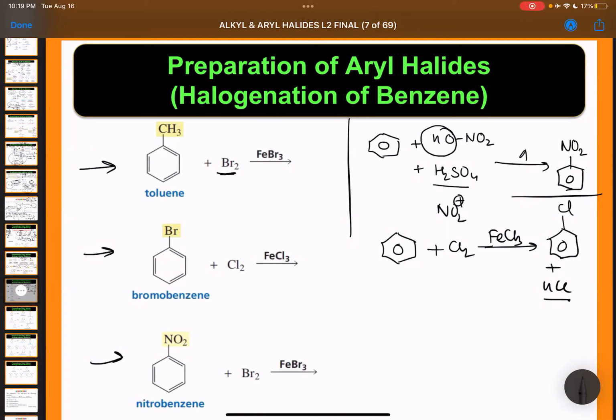Okay. Actually, the group which is already present controls where the next group is going to attach on the benzene. A group which is already present controls where the next group is going to attach itself. And this is known as orientation. And it also controls the rate. So orientation and reactivity.